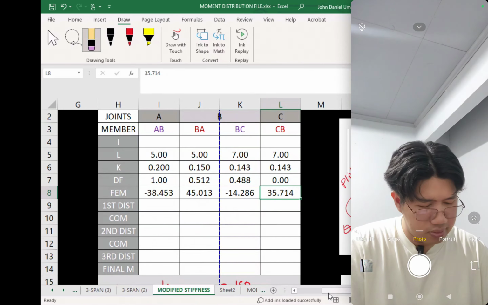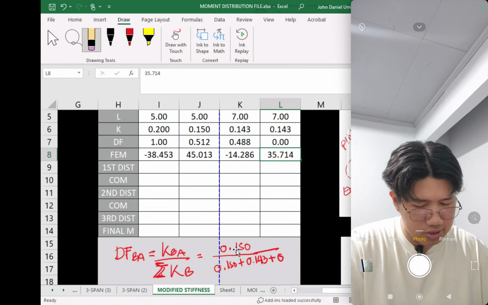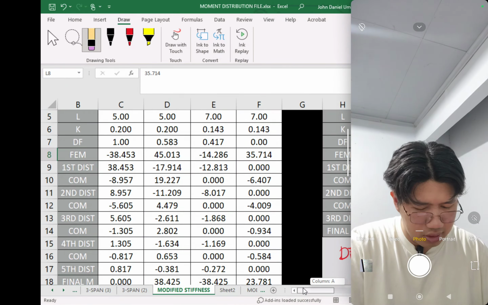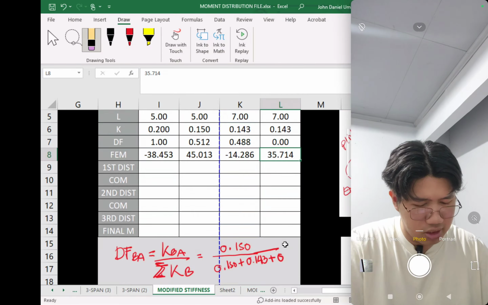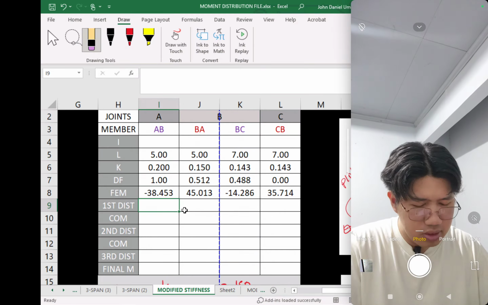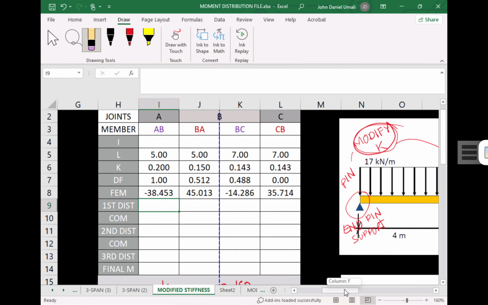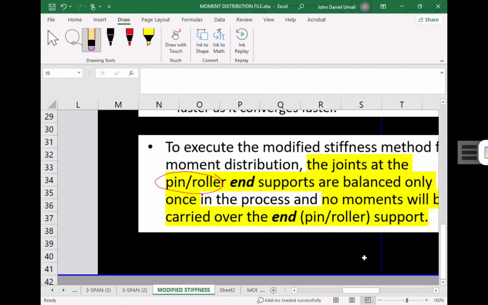Okay, so we will execute na yung modified stiffness. As you can see, pinay-click ko siya hanggang 3rd distribution lang. Dito hanggang 5th distribution. So, check natin if magko-converge nga siya ng mabilis. So, first distribution. So, sabi, we only need to balance it once. Balance only once, sabi dito, yung sa end support.